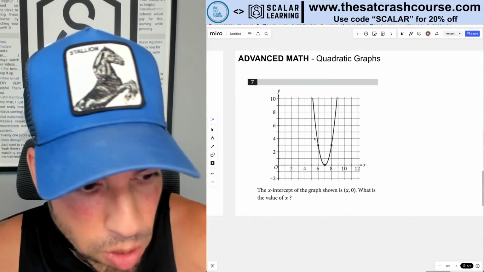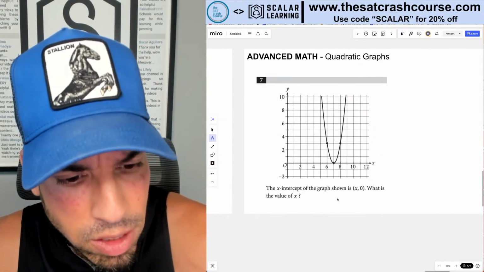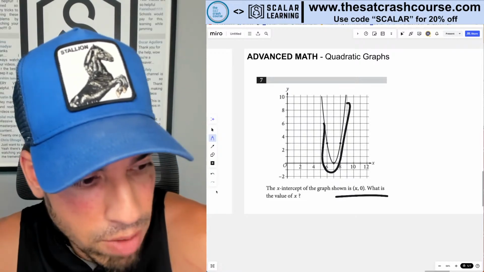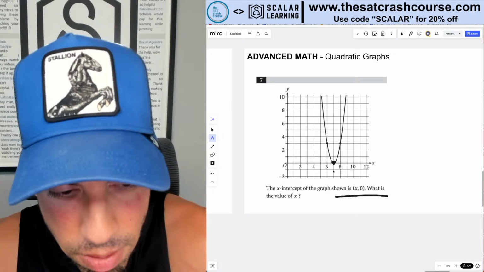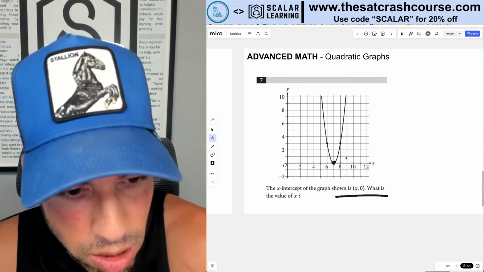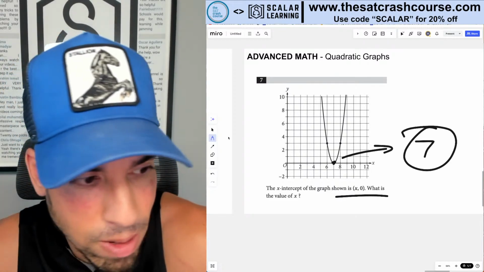All right. Now we're into quadratic graphs. What is the x-intercept of the graph? Right, a quadratic graph is a parabola. That's what we see here. X-intercept is where it hits the x-axis. All we got to do is find that x value for that x-intercept. You could clearly see it is 7, okay?